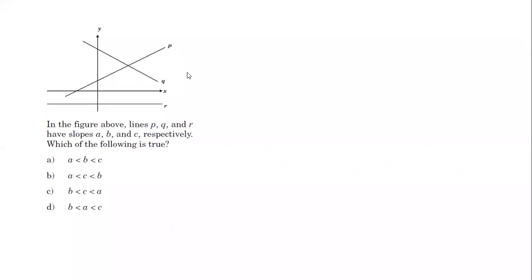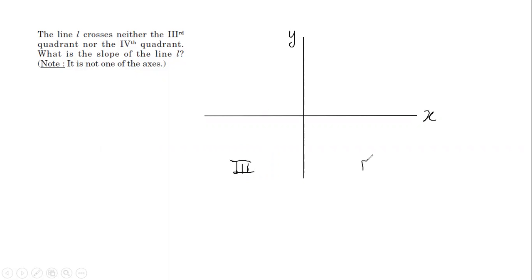Guys, taking one more just to make a point about how the question actually appears in your SAT. It's a language game. They are saying the line L crosses neither the third quadrant nor the fourth quadrant. So let me quickly draw the quadrants here. This is x-axis, this is y-axis, this is the third quadrant, and this is the fourth quadrant. Now the question says that the line crosses neither the third quadrant nor the fourth quadrant. And they are also mentioning it is not one of the axes. Of course, it's a different line and it's not crossing the third quadrant and the fourth quadrant. What is the slope of line L?